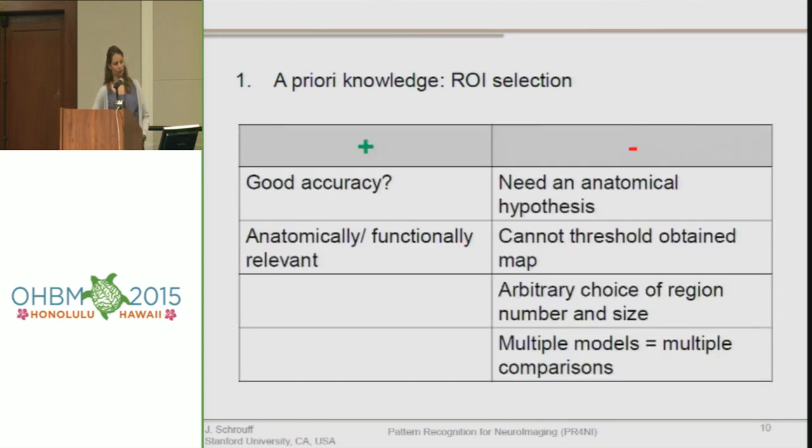And then you have, of course, linked with your hypothesis, an arbitrary choice of the region number and size, and usually you might want to test multiple regions of interest, and then you end up with a multiple comparison problem because you are testing for the same effect in different regions of interest.